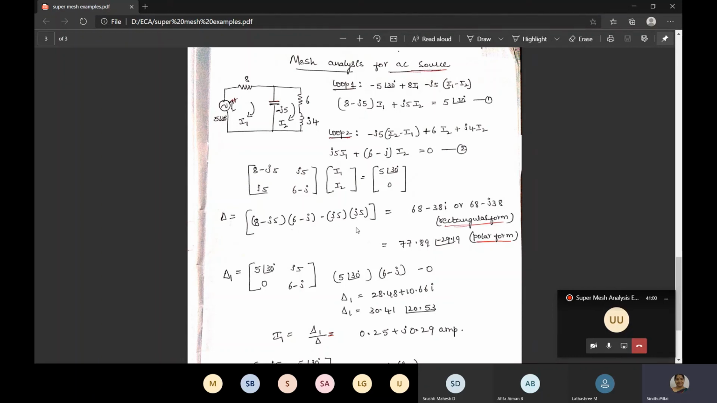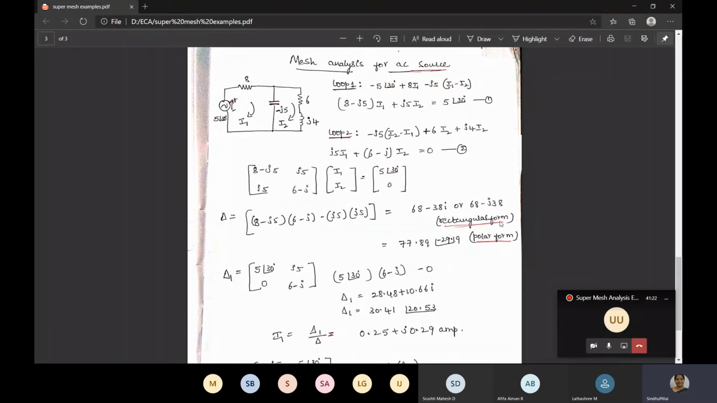After closing two brackets, just press equal to, you will get this answer, 68 minus 38i. In calculator you will get like that. You can write it as 68 minus j38 also. So this is in rectangular form. After getting in rectangular form, whatever items we get now will be in rectangular form.